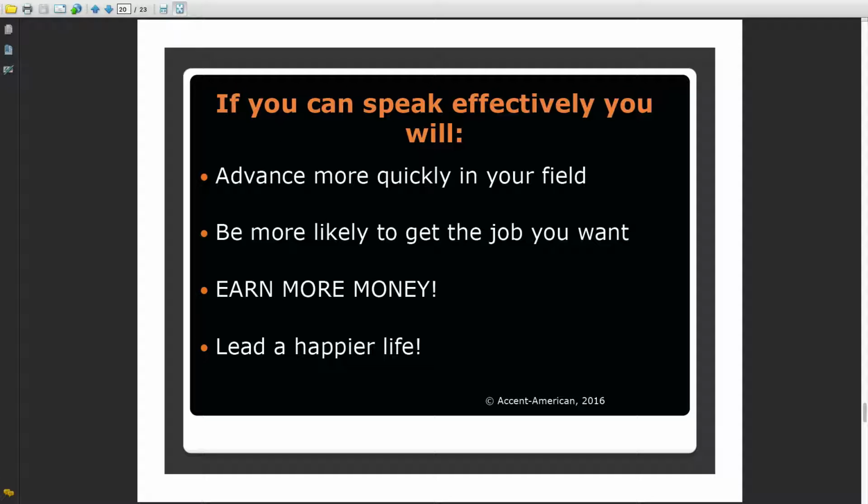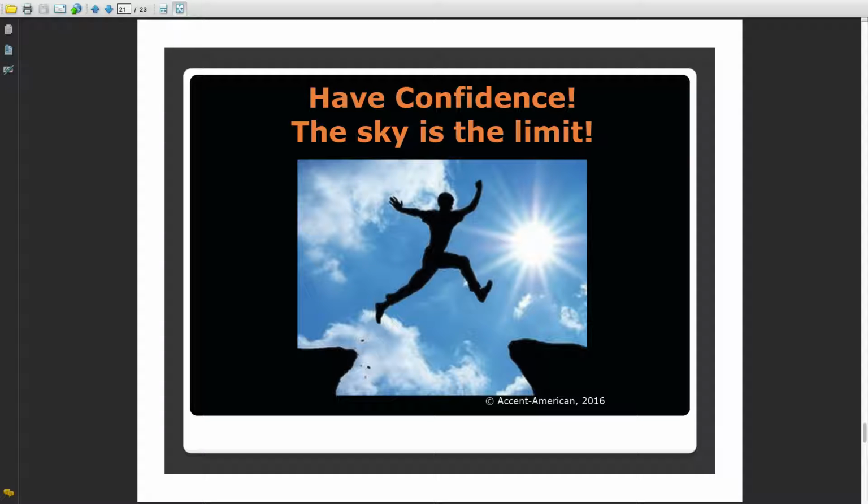Okay, so if you learn these rules, you will be able to speak more effectively. You can advance quickly in your field. You're more likely to get the job you want because you'll be able to pronounce English understandably. You'll earn more money. You'll ultimately be happier. So have confidence. The sky's the limit.